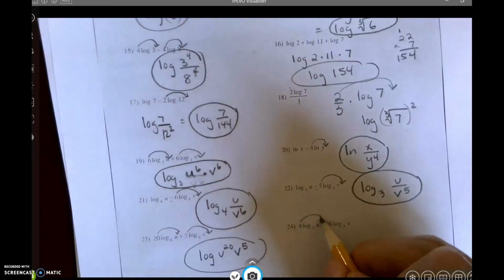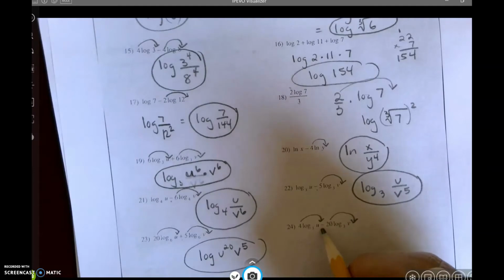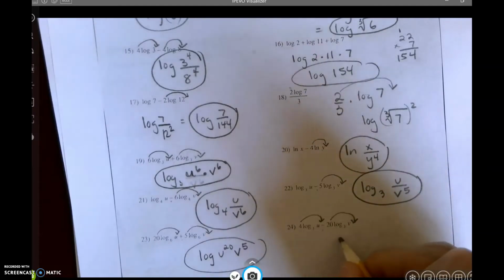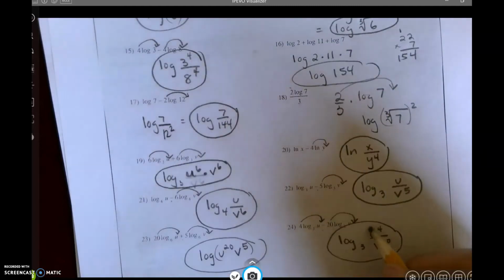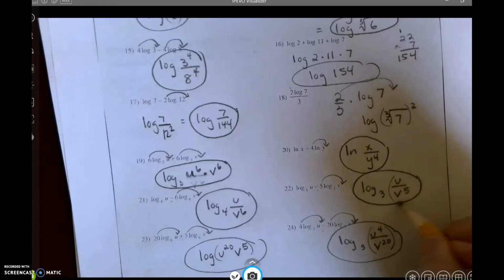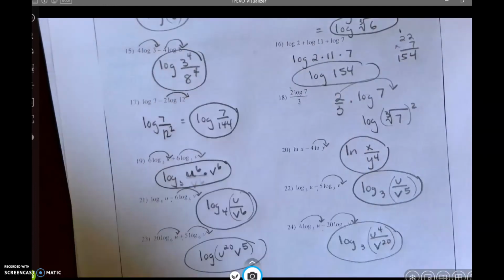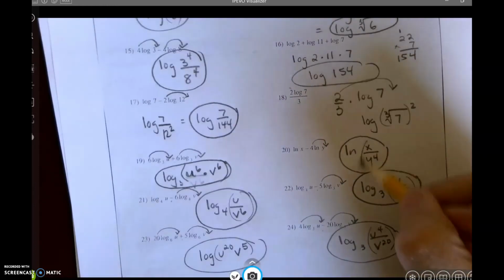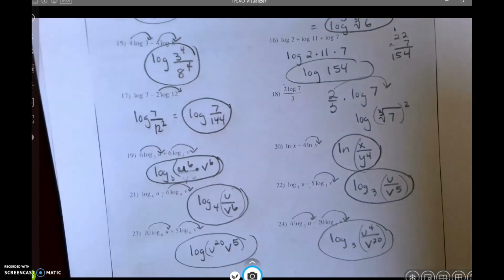And our very last problem, this 4 becomes an exponent, and 20 becomes an exponent, and the subtraction becomes division. So we have log base 3 of u to the 4th over v to the 20th. And we could put parentheses to show that all of that's 1. I think it's pretty understood that it is. Okay, and that's it.